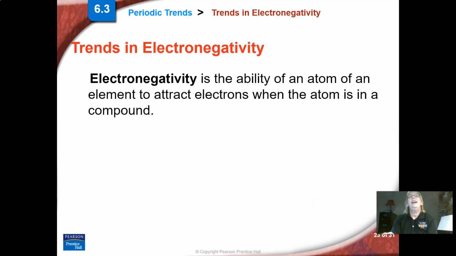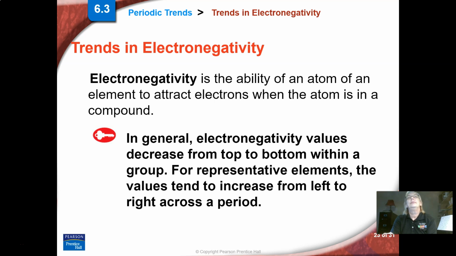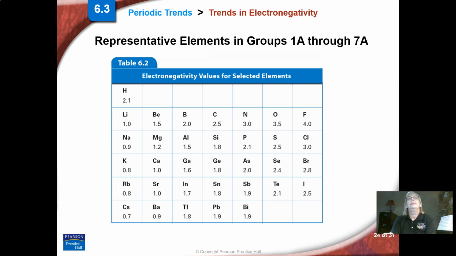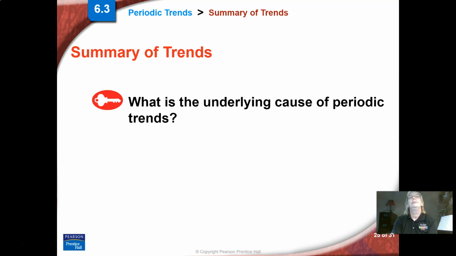So electronegativity is the ability of an atom to attract an electron. So this one decreases from top to bottom and increases from left to right. So here's some numbers. These electronegativity values we'll use another time when we talk about bonding. And so this chart will become important for us.